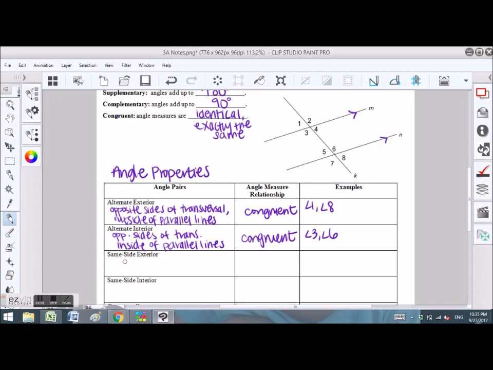So same side seems pretty self-explanatory. It's on the same side of the transversal. And then exterior, you know, means outside of the parallel lines.